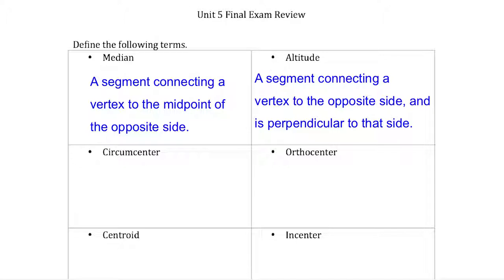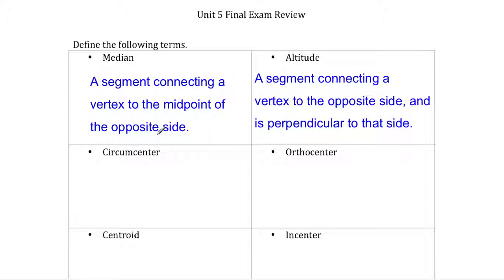So think about another example. We have a triangle. If I connect this vertex to the opposite side and make this perpendicular, that's a right angle, then this line right here is an altitude. Notice it doesn't have to be the midpoint. It could be, but not always.